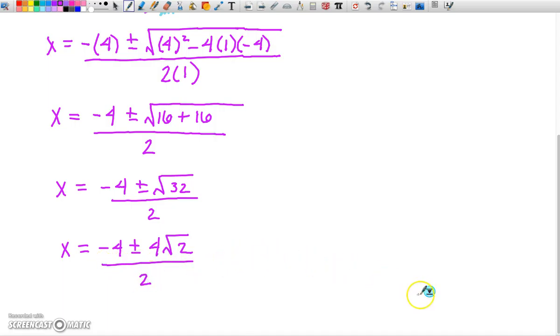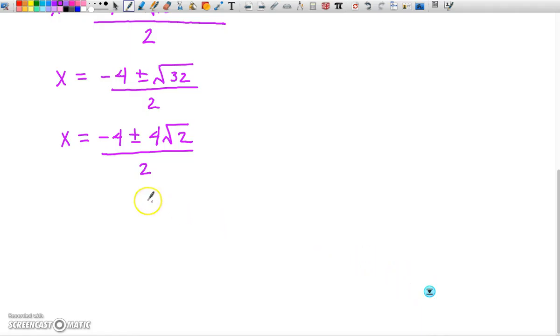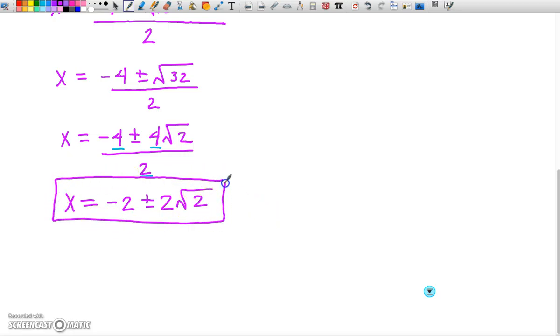And then when you take it just a little bit further, you end up getting x equals, and the reason we can take it further is because all three terms are divisible by 2, and so I'm going to divide everything by 2, giving you negative 2 plus or minus positive 2, and this square root we do not divide by because this is not under the square root. And this would be your 2 answers, because remember, one of the answers is negative 2 plus 2 times the square root of 2, and the other one is negative 2 minus 2 times the square root of 2.